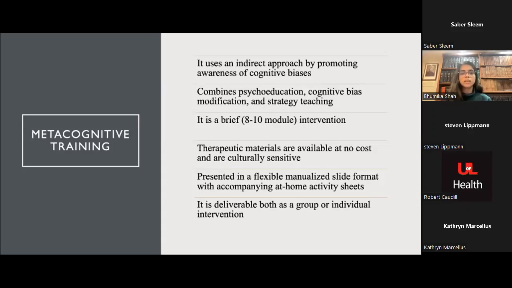It's generally a really brief intervention consisting of 8 to 10 modules, and it can be delivered in both group or individual format. The materials are culturally sensitive and easily accessible at low costs. They're presented as flexibly manualized slides, which minimizes preparation and increases accessibility for less experienced facilitators.